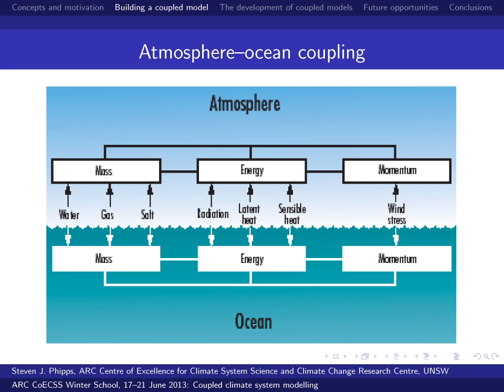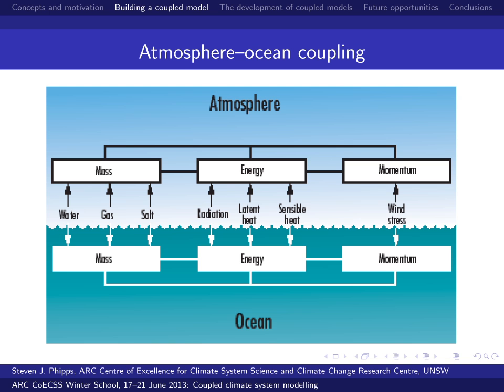So, an example: atmosphere-ocean coupling. These show the fluxes that are exchanged between the atmosphere and the ocean within a typical climate system model, as well as in the real world, of course. And that's quite a few. They exchange mass in the form of water, perhaps gases, perhaps salt. They exchange energy in terms of the various components of the surface energy balance, so the atmosphere and the ocean exchange radiation, latent heat, sensible heat, and they also exchange momentum in the form of wind stress. So all these fields are exchanged between these two components.